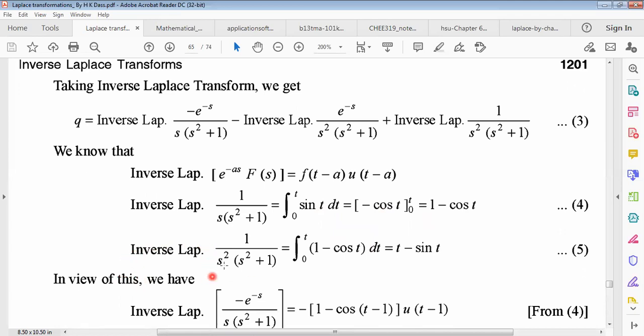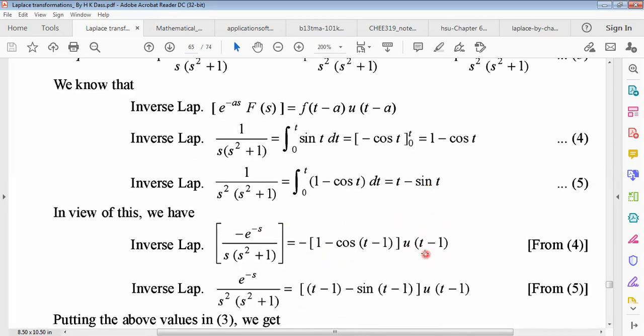Again, inverse Laplace transformation of 1 by this equals integration formula, integration properties, 0 to t, 1 minus cos t. This is actually the formula, using the properties of inverse Laplace transformation. This integration, t, 1 integration of what? T. And cos t integration of what? Sin t. Just putting upper limit, we get this one.